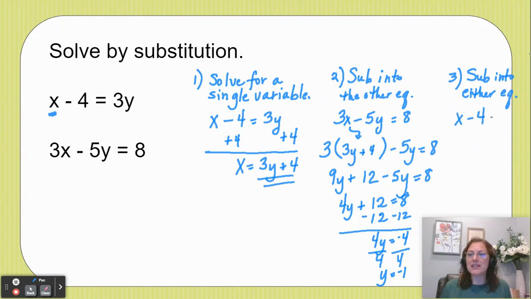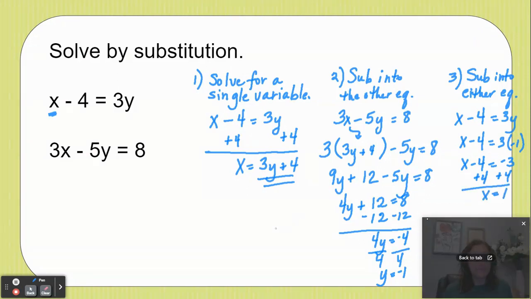x minus 4 equals 3y. So I'm going to substitute negative 1 for y. I have x minus 4 equals 3 times negative 1. Or now I've got x minus 4 equals negative 3. And we can add 4 to both sides. And we get that x is 1.